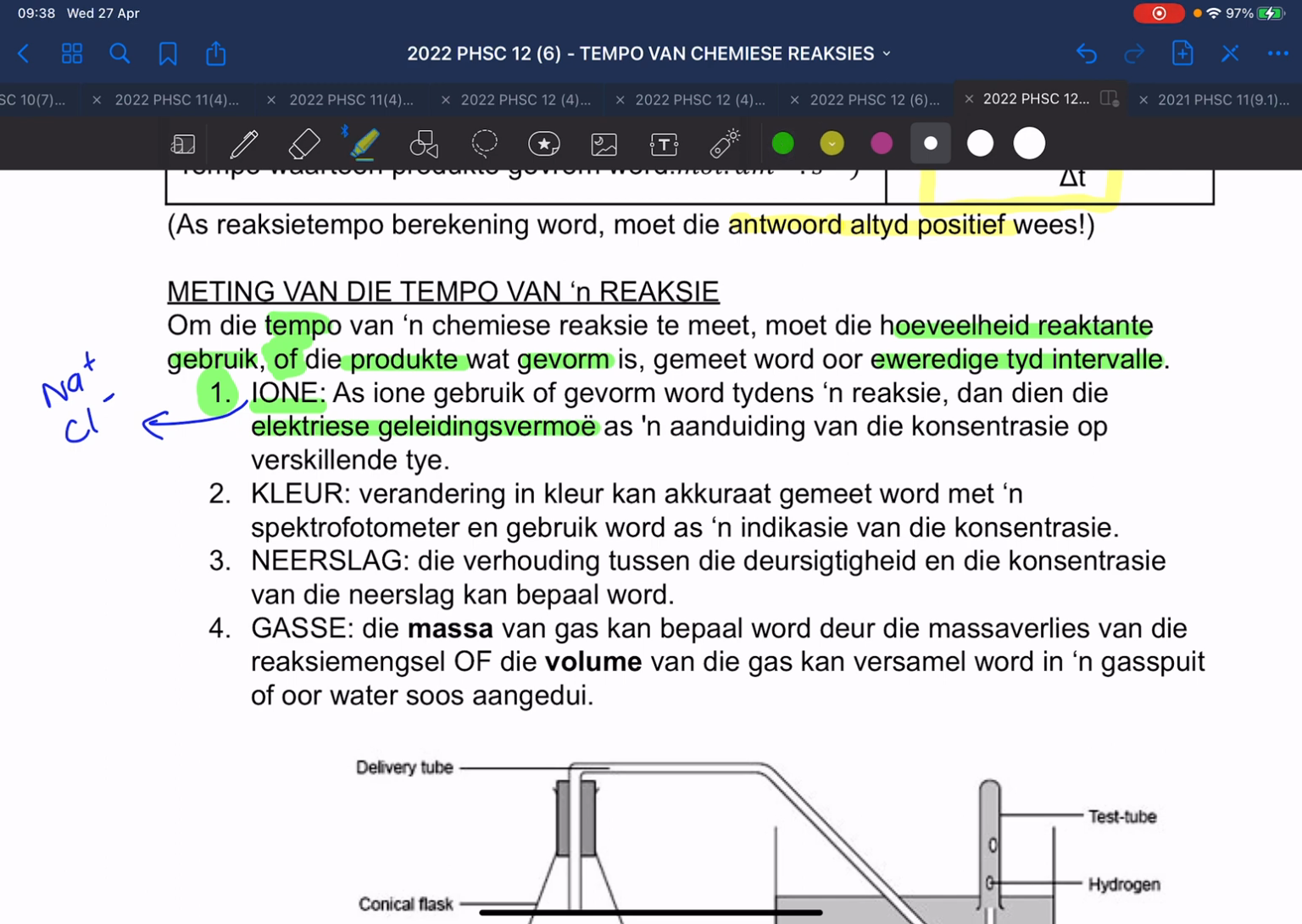Dan die volgende manier is om te kyk na kleur. You can look at color. The change in color. The change in color can be measured by a spectrophotometer. And that gives you an indication of the concentration.